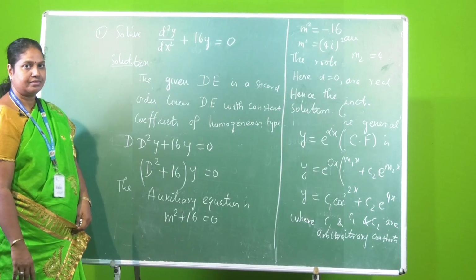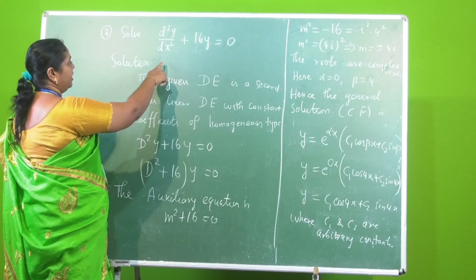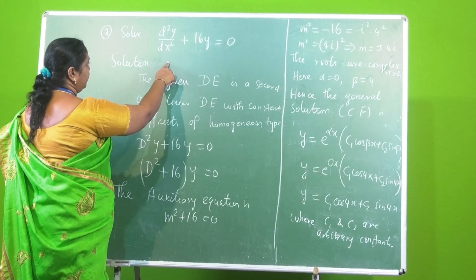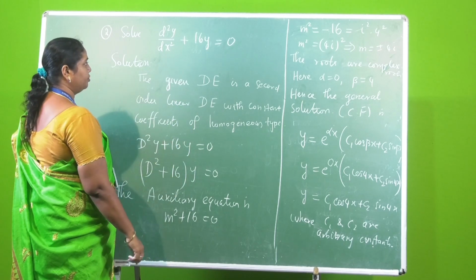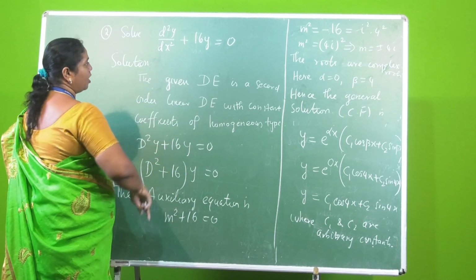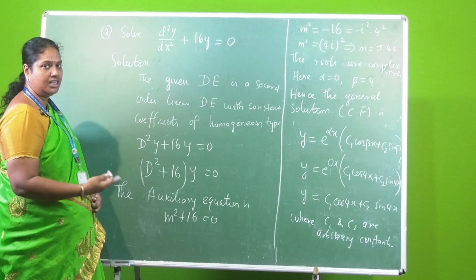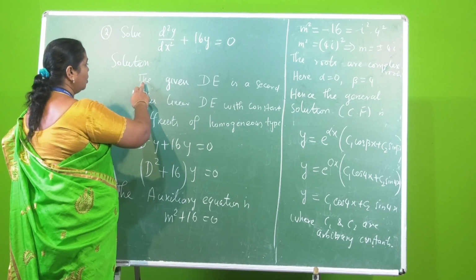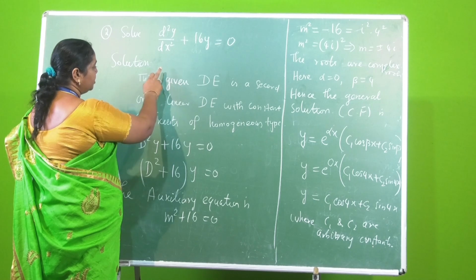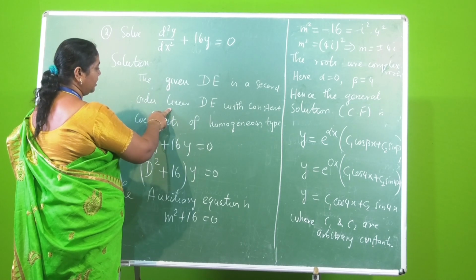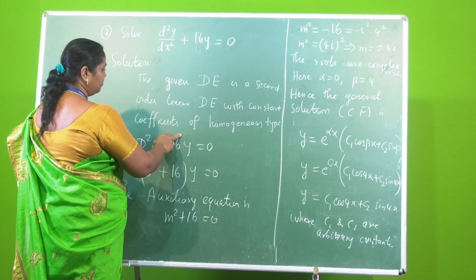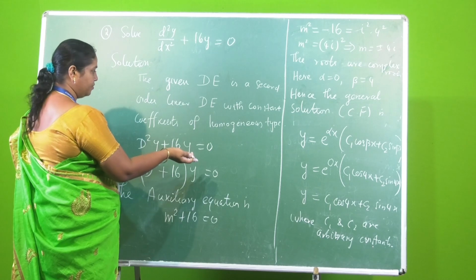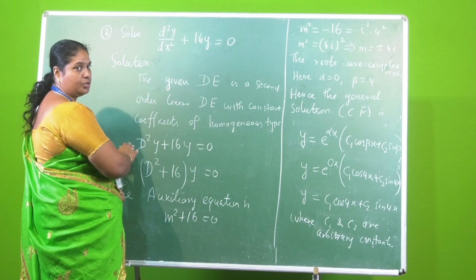Okay. Now let us solve this second one: d square y by dx square plus 16y equal to 0. This type of problem also is frequently asked in the semester examinations. So the given differential equation is a second order linear differential equation with constant coefficients of homogeneous type, as we mentioned in the first problem.